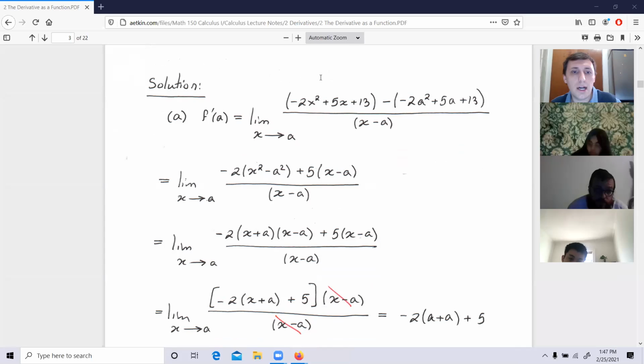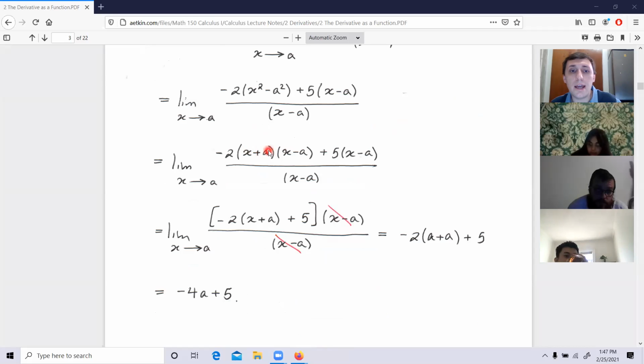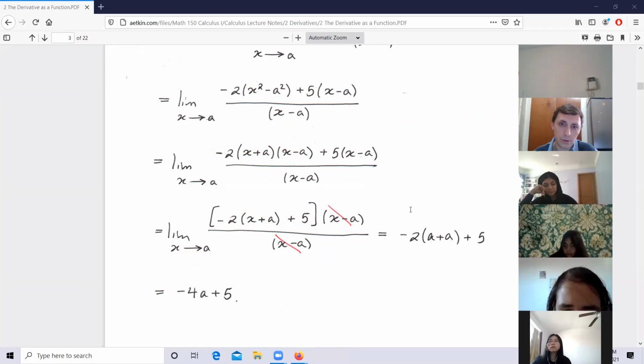Next, I will factor x squared minus a squared, and I see that there is an x minus a, which you see that I can factor out. You see this? And do you see this? It's the same term. I can factor it out, and what I'm left with is minus 2 times x plus a, plus 5. Yes? And I can factor out x minus a, whereby it's possible to cross it out. Clear?